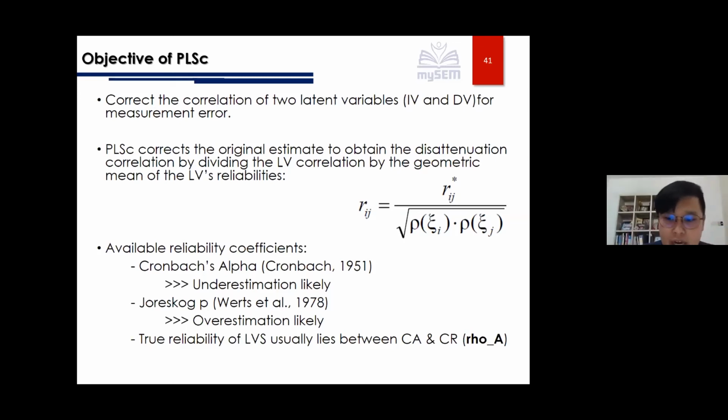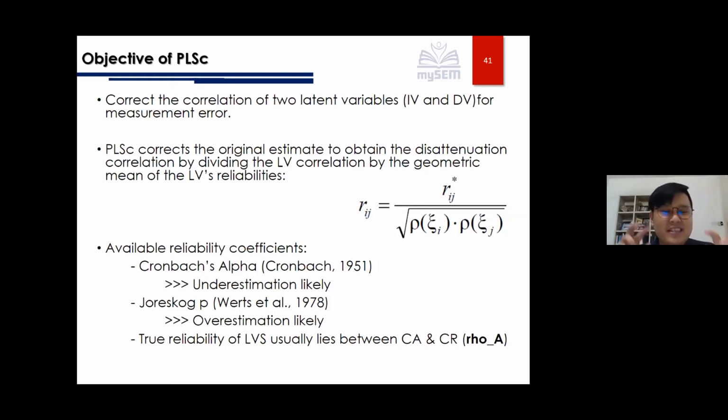To calculate the rho A, which I'm going to explain, which is the rho, as you can see the symbol called rho there, we look back into the traditional reliability coefficients. In the past, the traditional reliability coefficients, we have the Cronbach alpha, 1951, and we have Jöreskog's rho, which is called the composite reliability.